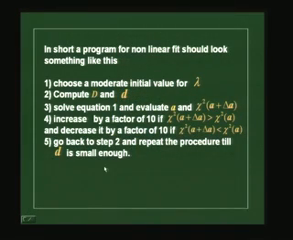And eventually lambda could go to 0, and since the diagonal is multiplied by 1 plus lambda, it will remain as the true Hessian. So that's the idea here: we choose a moderate value of lambda, increase lambda if it is going away from the minima, and decrease lambda if it is going towards the minima. Then we go back to step 2 and repeat the procedure till d is small enough.